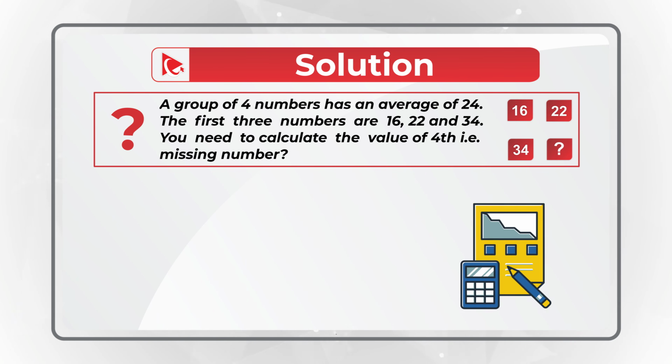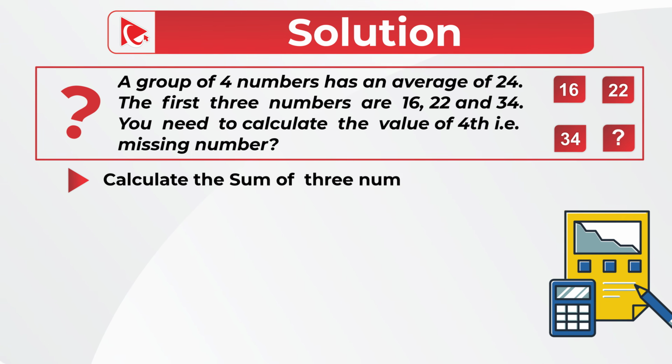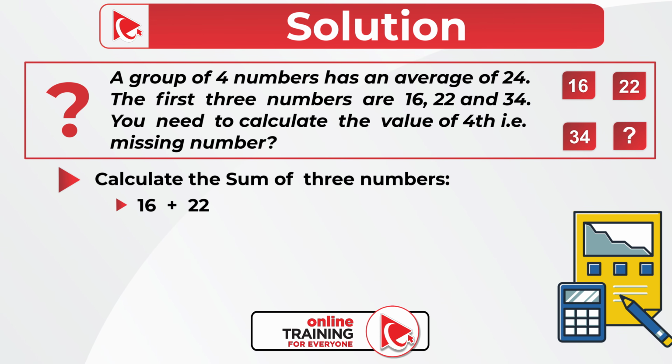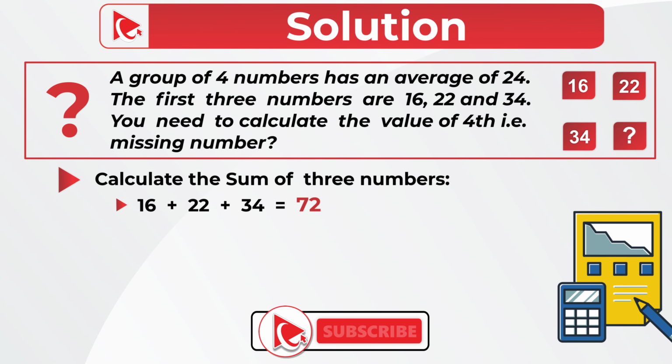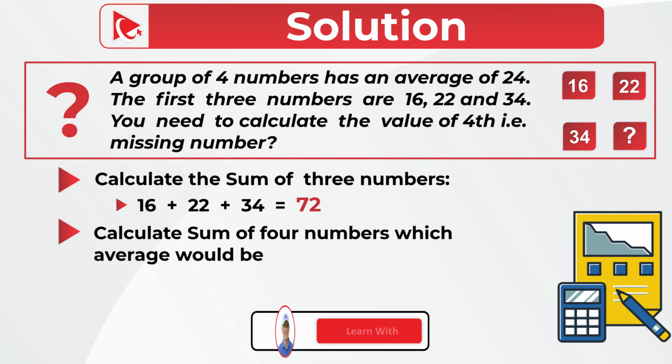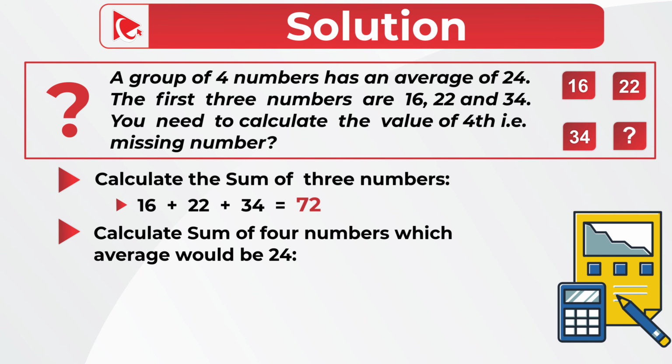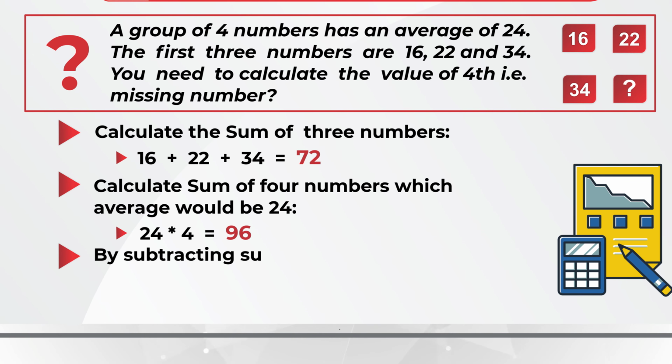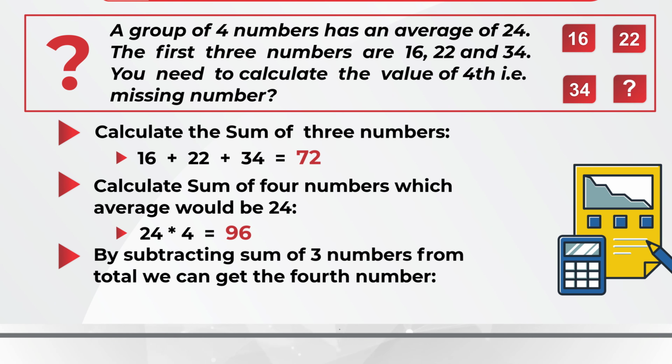In the first step, we're going to calculate the sum of the 3 existing numbers: 16 plus 22 plus 34 equals 72. In the next step, we need to determine what would be the sum of 4 numbers for which the average would be 24. To do this, we multiply 24 by 4, and the end result is 96. And in the last step, we subtract the sum of the 3 numbers from the total where the average will be 24 to calculate the 4th number. 96 minus 72 equals 24.